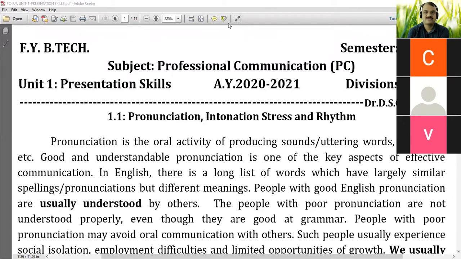Roll number 13, Rutuja Kupade, tell. What do you mean by syllable? The word which contains vowels. Very good. Or simply vowel sound. Simply vowel sound is called a syllable.